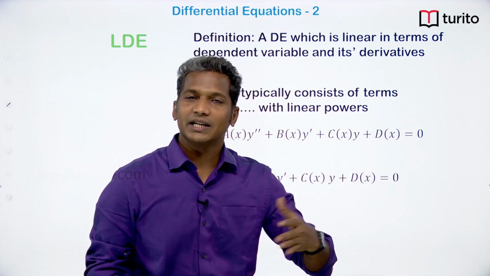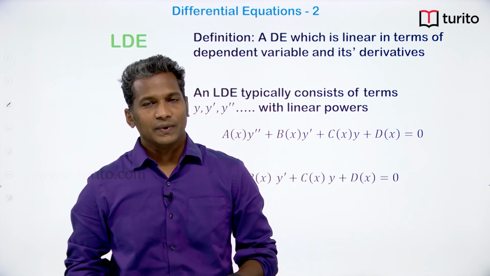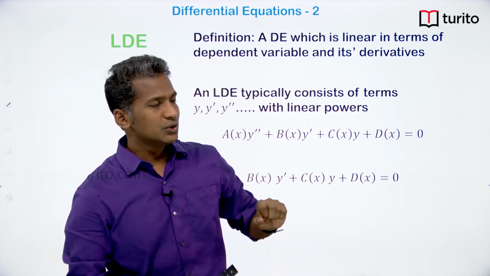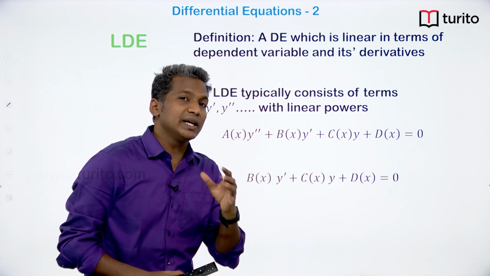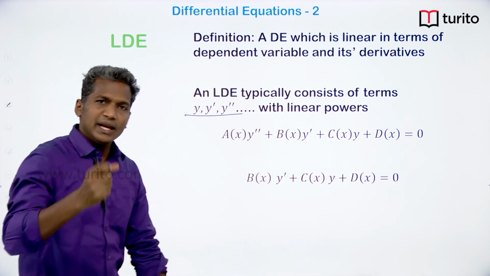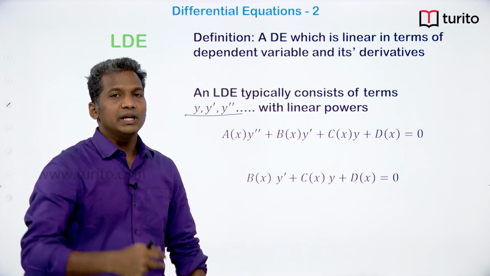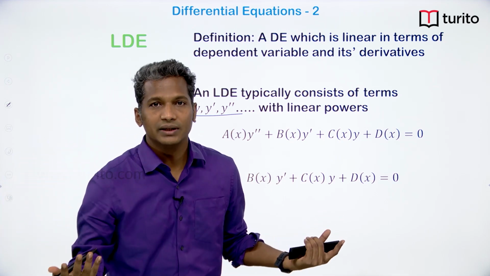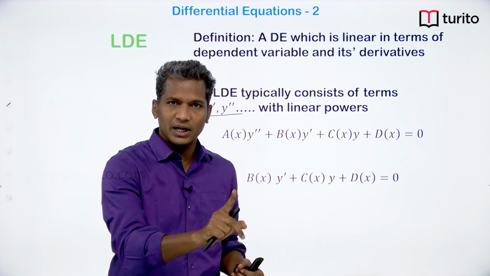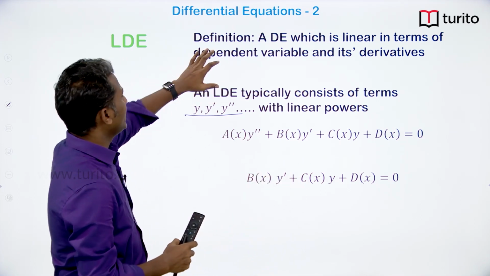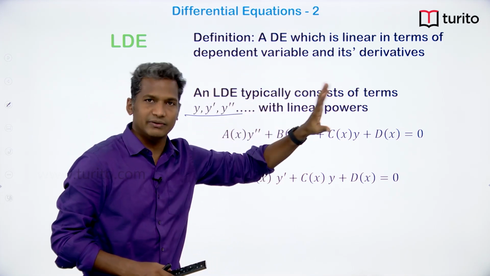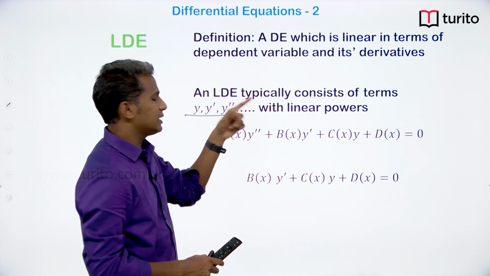In general, ax plus by plus c is a linear equation. There, x and y, those variables, actually have degree 1. So here also some terms will have degree 1. What are those terms? Those terms must be y and the derivatives of y. Even if x has degree 20, it does not matter. What matters are the degrees of y, y dash, y double dash, and so on. So it is basically a linear equation in terms of the dependent variable and its derivatives, that means y and its derivatives.